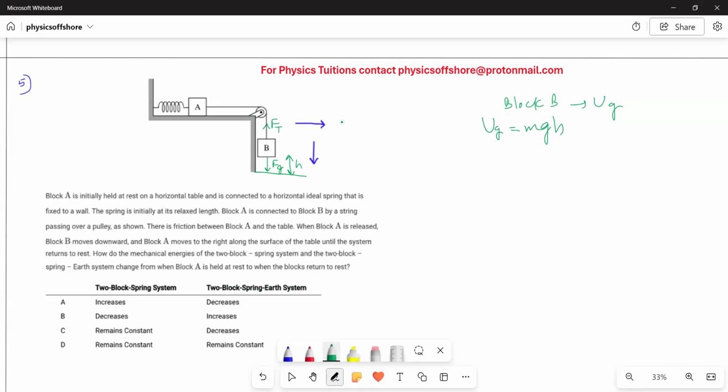So in the first case, the two-block spring system, the energy increases. But in the other case, it decreases. In the two-block spring Earth system, work is done by the system, so the energy decreases. When it comes to the two-block spring system, work is done on the system, therefore the energy increases. This is the answer for the question.